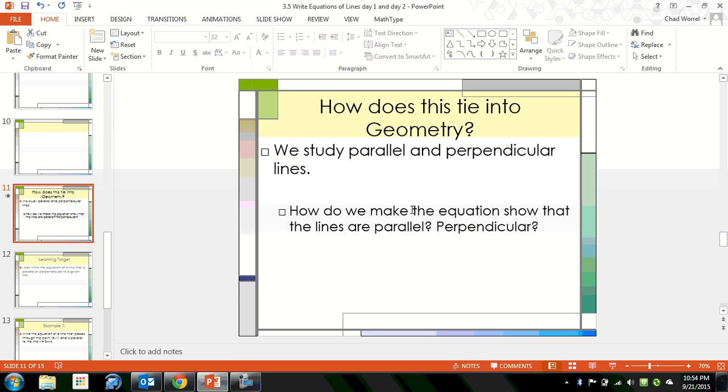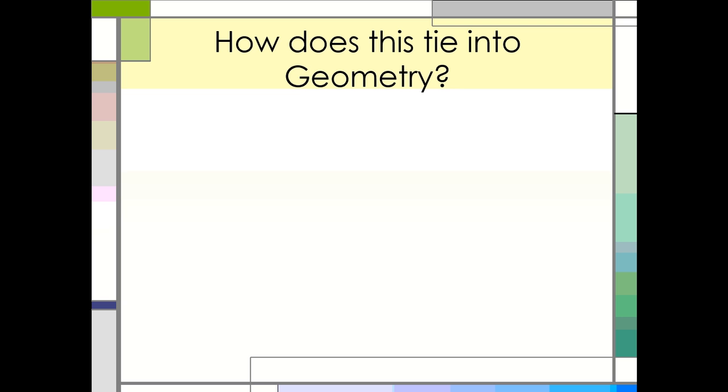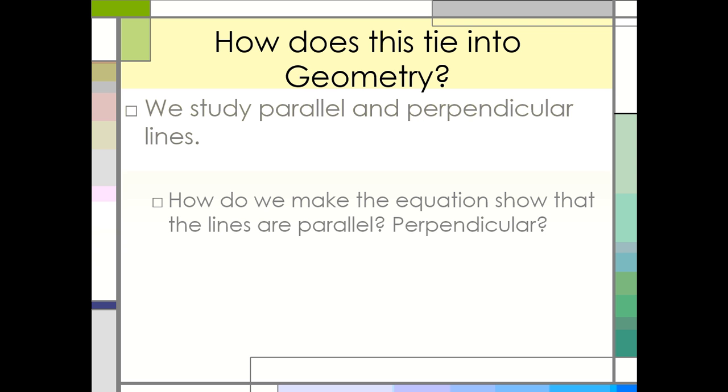So how does everything in this section tie to the geometry piece of it? So we've looked at basically just how do I write the equation of a line? Well, now how am I going to tie that into what we've been looking through in terms of parallel and perpendicular lines? So how does this tie into geometry? We've been studying parallel and perpendicular lines, and we have been studying how to write the equation of a line.